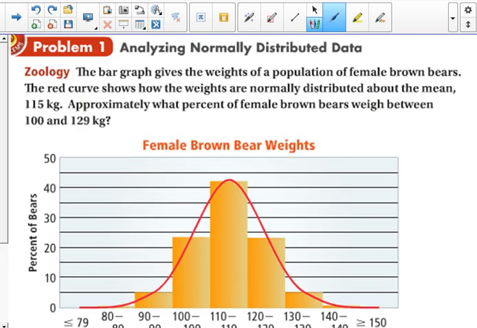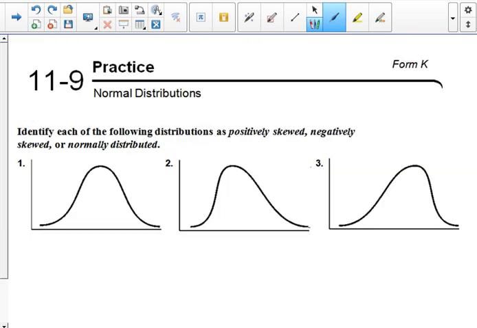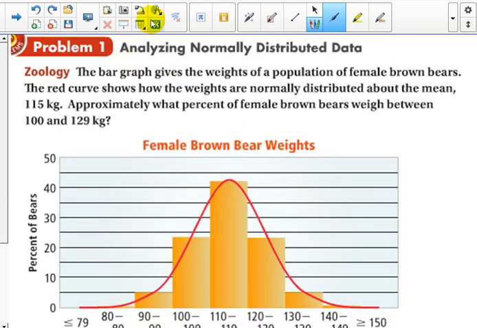All right, so look at your workbook, problem 1, and answer the first 3 questions. Are these positively skewed, negatively skewed, or normally distributed? So what's number 1? Normally. And what's number 2? Positive. And what's number 3? You're right. See how easy that is? Okay, let's back up to the first problem.